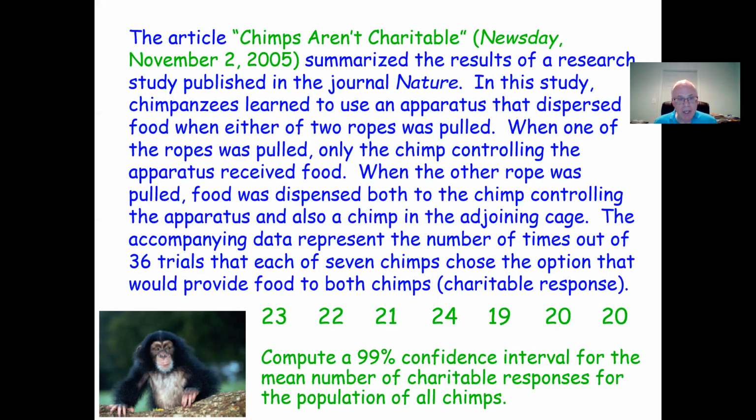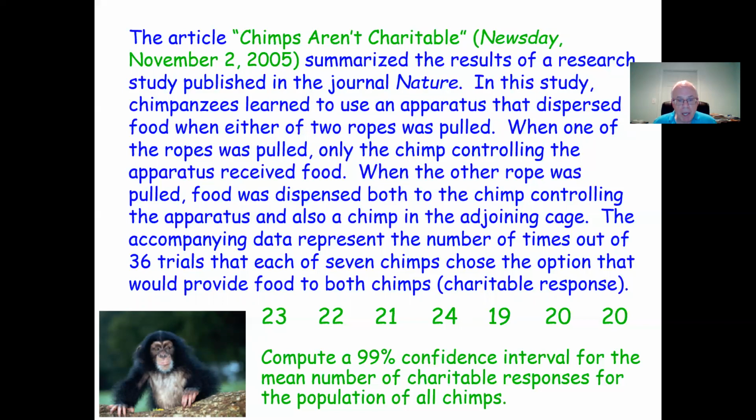The accompanying data represents the number of times out of 36 trials that each of the 7 chimps chose the option that would provide food to both chimps. In other words, they were charitable. So these are the numbers: 23, 22, 21, 24, 19, 20, and 20. Those are the results for the 7 chimps. In this particular case, we're going to use the mean. We're going to come up with a mean for the sample.